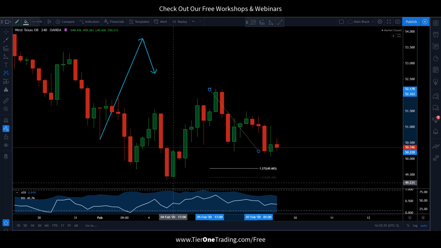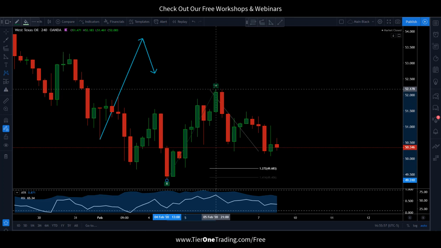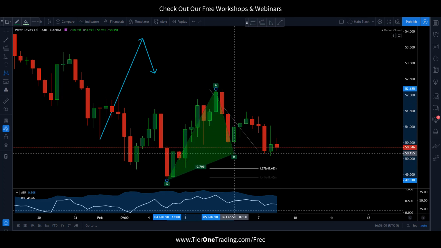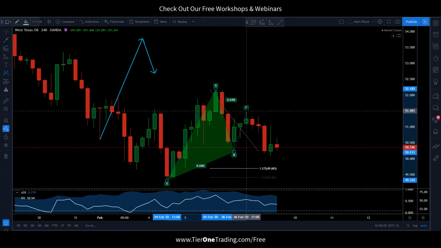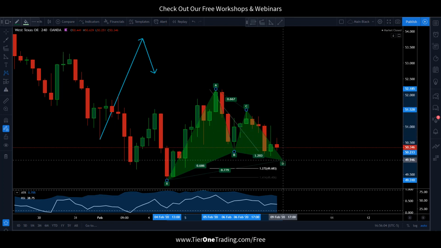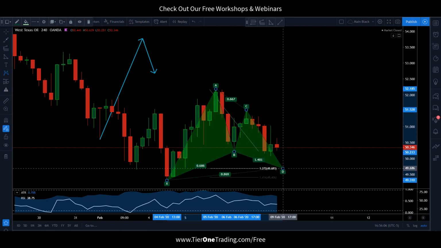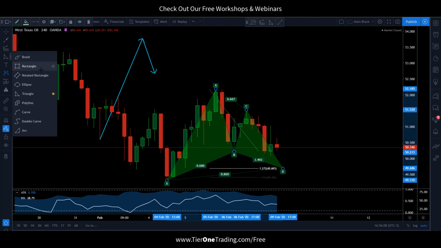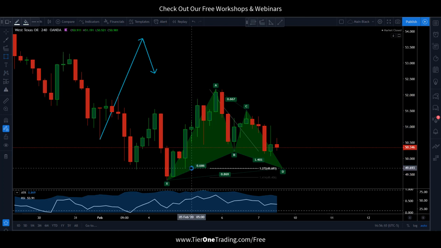So I'm looking at something like this: swing low to swing high being my X to A, this first retracement being my A to B, this second retracement being my B to C, and I'm looking for a CD completion to complete right here at the 127. And of course, when I say complete, I don't intend on it.